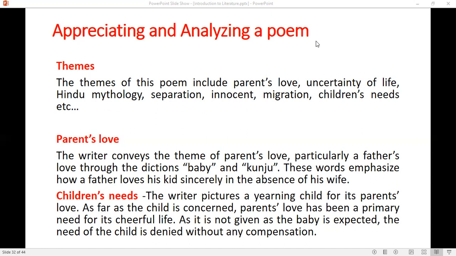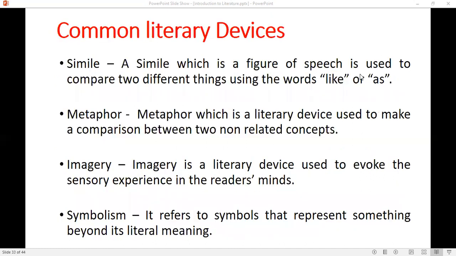I believe that you can write about themes. First, you can identify the themes in a literature piece, and also you can write about them. We will move further.